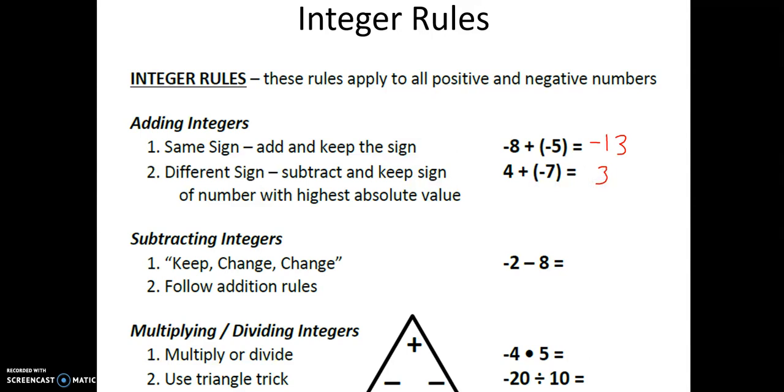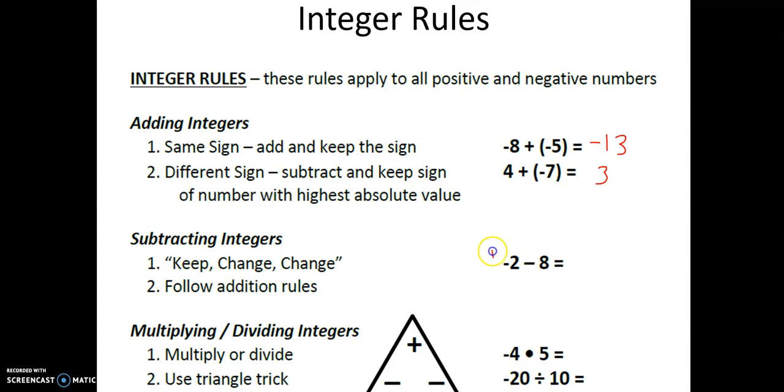Okay, the next one, subtracting integers. A lot of people say keep, change, change. Some people say zip, zap. Some way to remember. The way that I said it is it was a negative 2 minus 8. So it's a negative 2 and a negative 8, that the sign is considered to be in front of there.